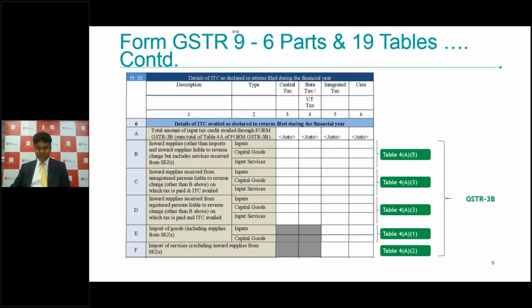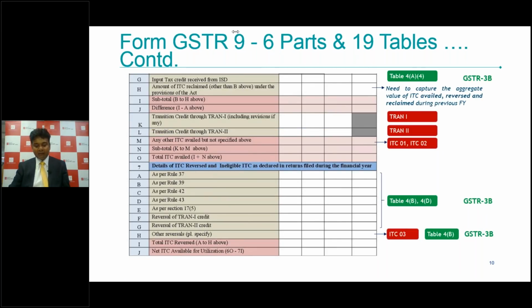The last one is, of course, import of services, excluding supplies from SEZ. So you also include the ones on which you have paid tax under the reverse charge mechanism, and the rest of it is all domestic purchases as well as imported supplies. So B, C, D is all about domestic purchases, E is about imported goods, and F is about imported services. So on this table, what needs to be watched out for is, number one, they're doing an auto population and then asking for the breakup. Number two, there is a breakup that is required in terms of input, capital goods and input services.